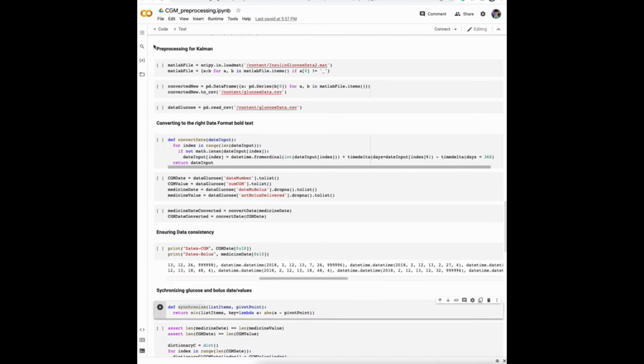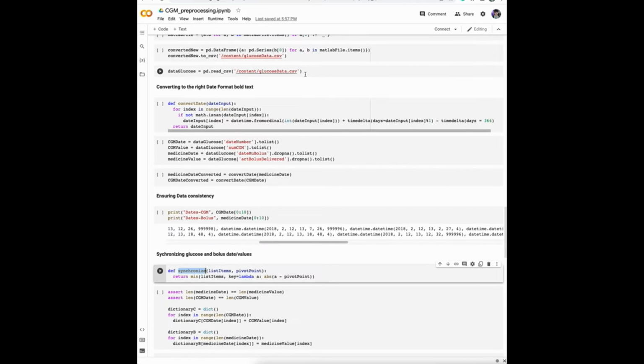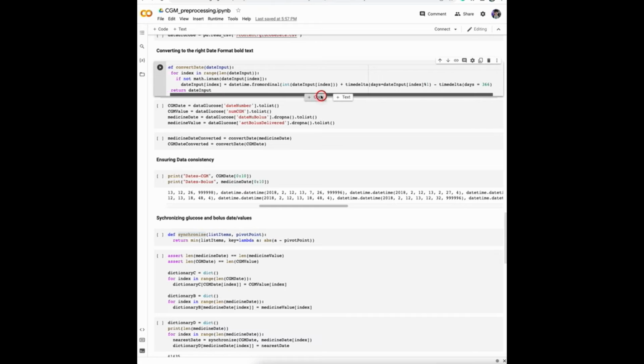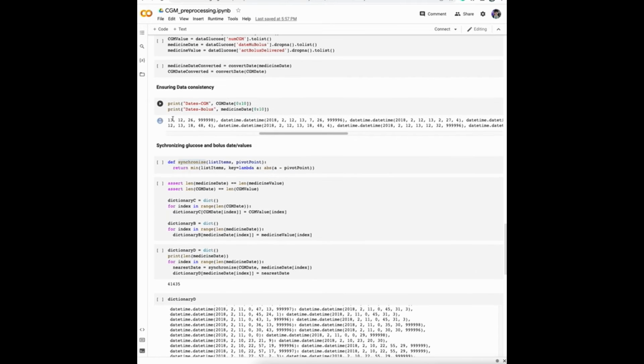Using the Kalman filter as an algorithm for prediction. Here we do the processing where we convert the mat file into a CSV file, as you can see on the screen, and right after that we have to make sure the date is in the right format, as in the original file it was in a decimal format. So we make sure we do that conversion using convert date, and our final conversions come in this format.